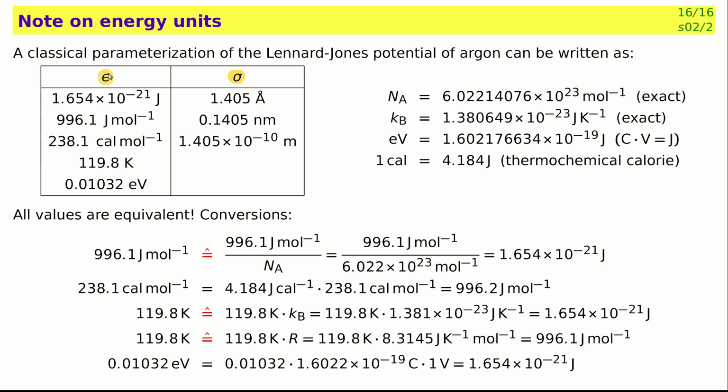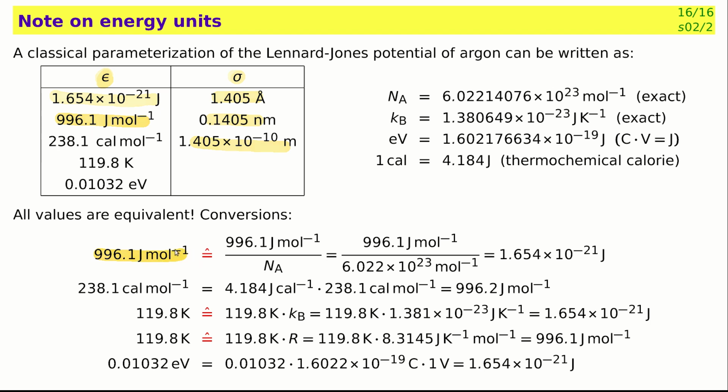You would expect that energy simply should be given in joules, and sigma in some length units. You will probably not hesitate over how to convert these, but as regards epsilon, it's not so easy. For example, I wrote here that this is the same or equivalent to some amount in joules per mole. So let's try to convert this.